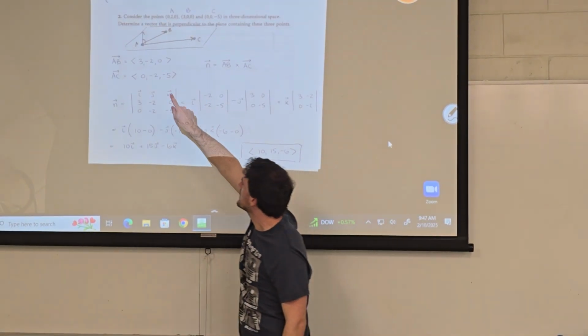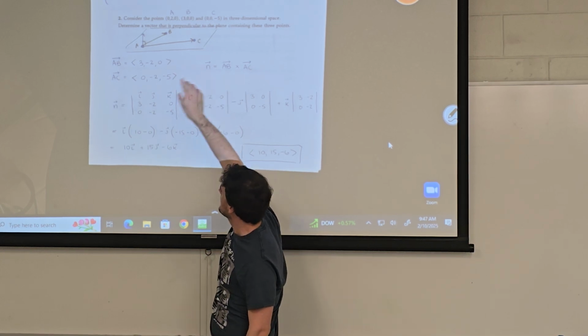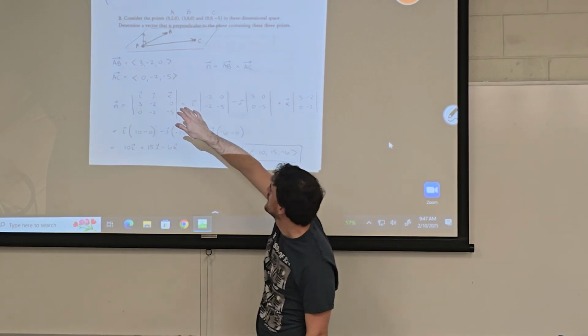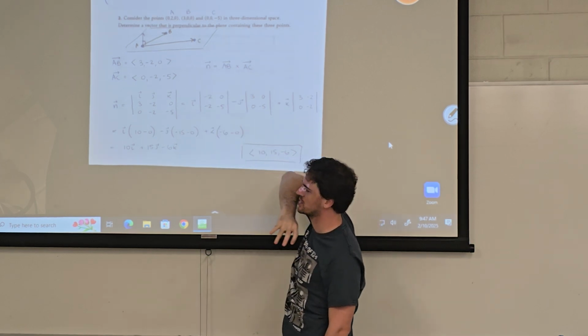So to find the normal vector, I'm going to make 2 vectors, A to B and A to C. And then my perpendicular vector, or my normal vector, is just going to be the cross product of those 2.